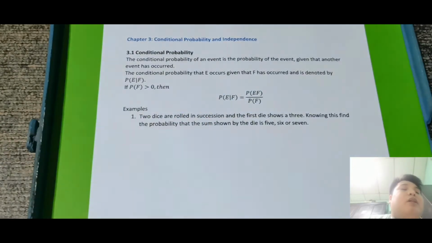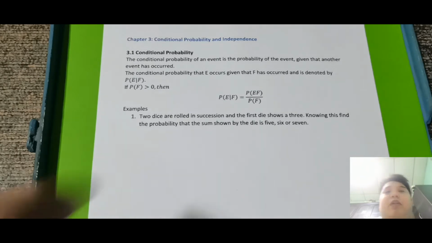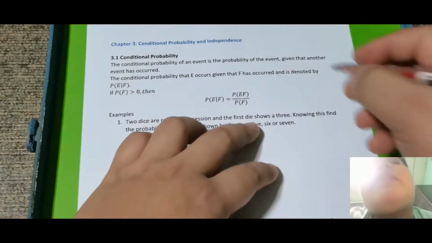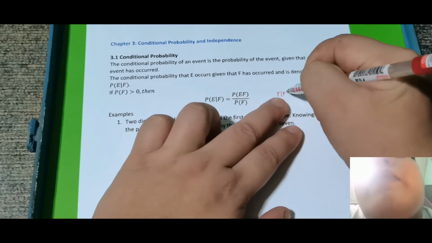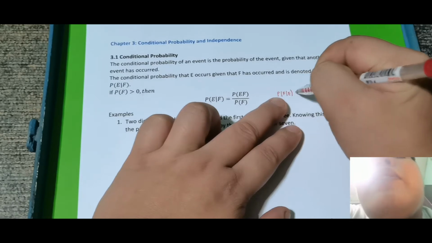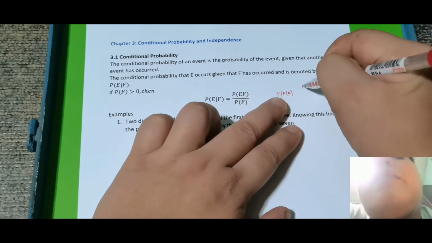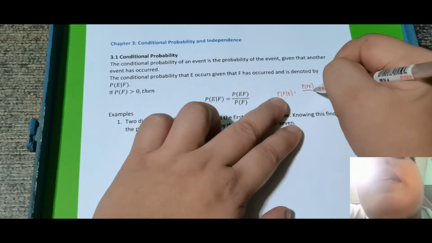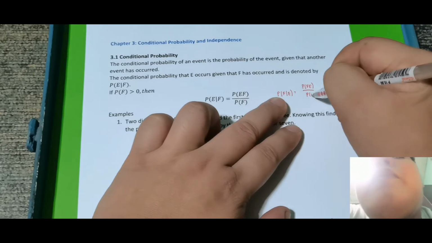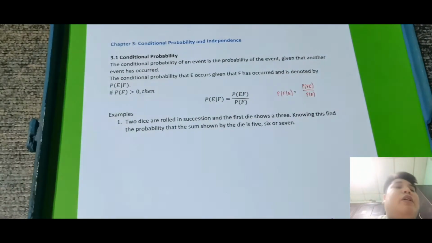Ito siya. So again, importante rin dito yung positioning ng ating variable or ng event. Kung nauuna yung F, iba yung magiging formula. For example, the probability of F given that E has occurred, or the conditional probability, is equal to the probability of FE, or the intersection of event F and E, over the probability of E, given that the probability of E is greater than 0. So again, nag-e-exist yung conditional probability given na yung isang probability is greater than 0.